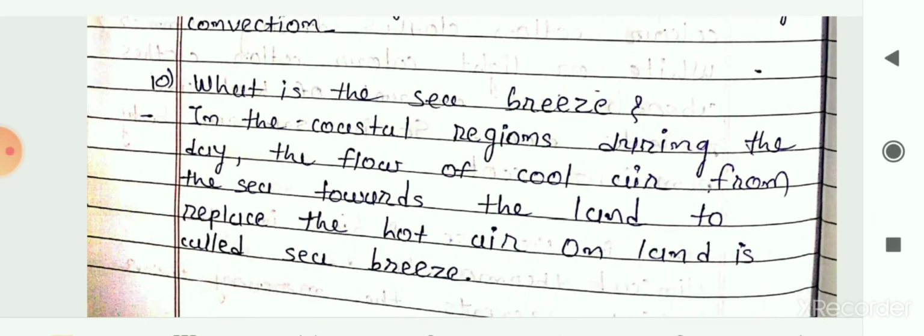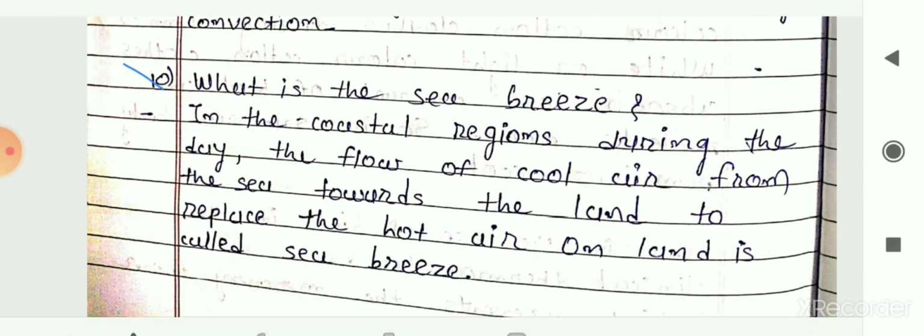Next is, what is the sea breeze? So in a coastal region, during the daytime, cool air flows from the sea towards the land to replace the hot air present on the land. This flow of air from the sea towards the land is known as the sea breeze, and it occurs during the daytime. So this is the sea breeze.